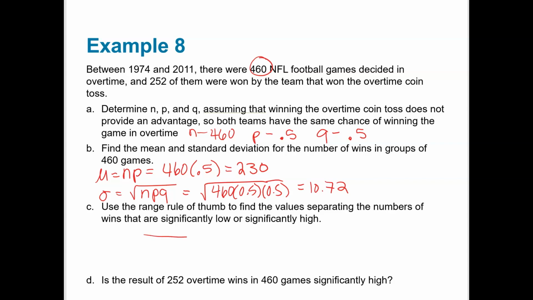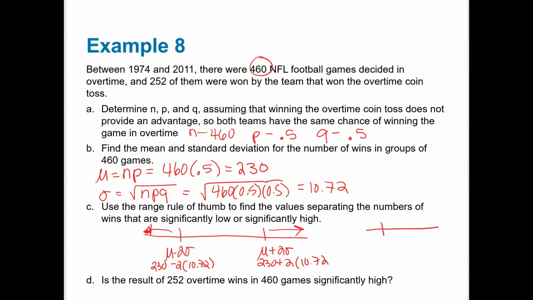So use the range rule of thumb to find the value separating the number of wins that are significantly low and high. So remember that significantly low is anything that is less than 2 standard deviations below the mean, and significantly high is anything that is 2 standard deviations above. So we need to calculate these. What is mu, 230, minus 2 times the standard deviation 10.27? And here it's 230 plus 2 times 10.27. So when we type that in, we get 208.56 in this way, and then 251.44. So these are the significantly low and high values.